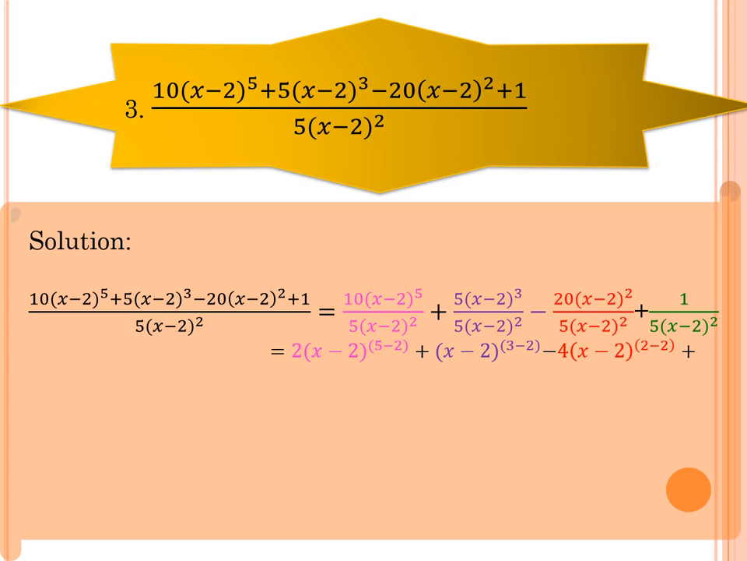Okay? Next term, we have 5 quantity x minus 2 quantity to the power of 3 divided by 5 x minus 2 quantity to the power of 2. So, 5 divided by 5 just equal to 1. So, we have that 1, and since the same in base, okay, we just subtract their exponents. So, that's why we have the quantity x minus 2 quantity to the power of 3 minus 2.